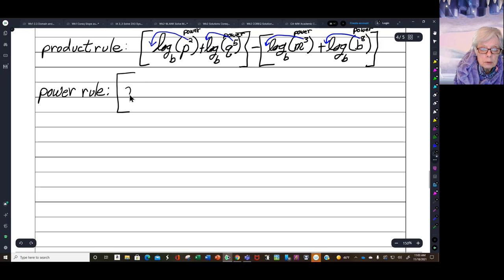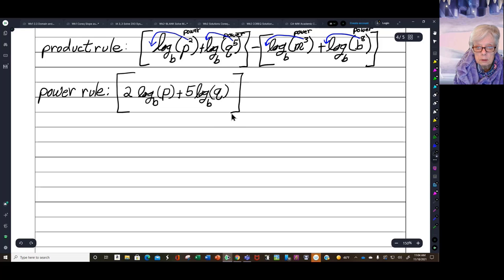Okay, 2 log B of P plus 5 log base B of Q minus 3 log base B of M plus 8 log base B of B.